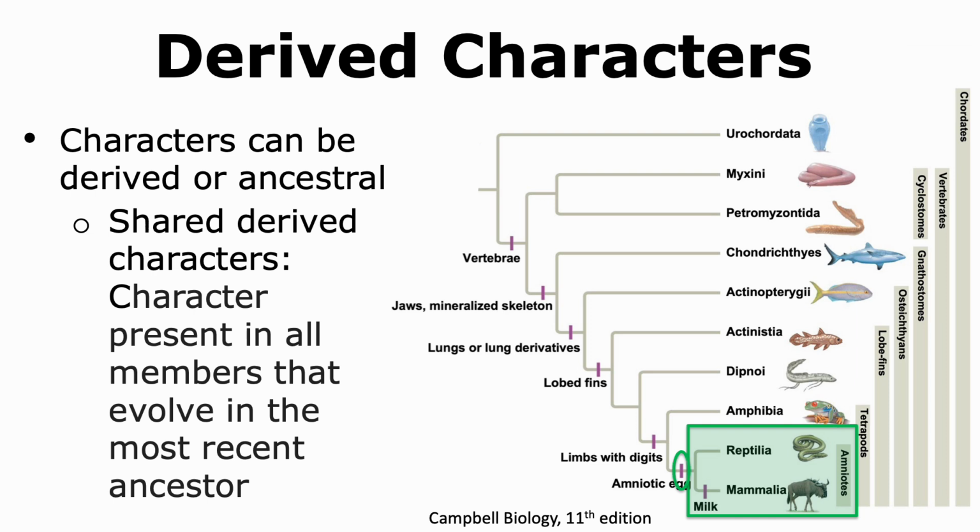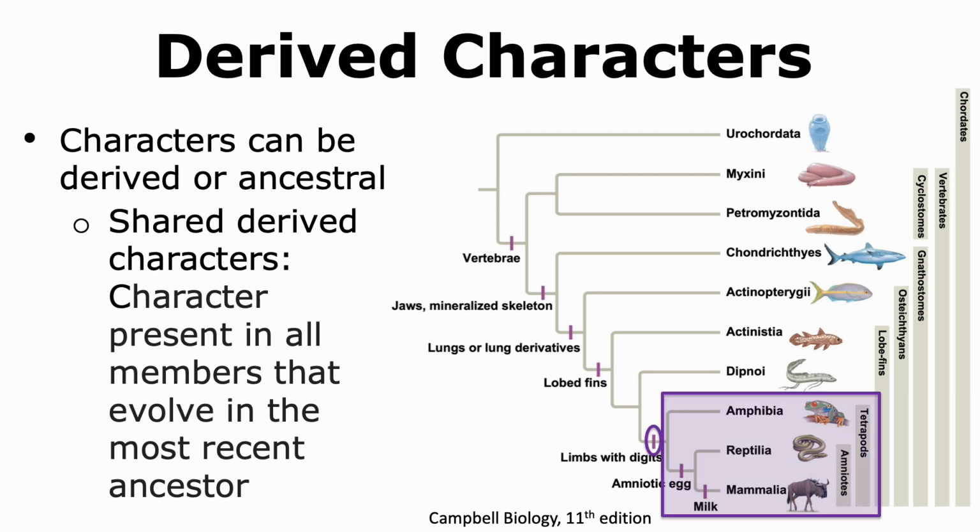Similarly, if we consider the group that includes Reptilia and Mammalia, their most recent ancestor evolved the character of producing eggs that have an amniotic membrane. And hence, the production of an amniotic egg is a shared derived character for the group that includes Reptilia and Mammalia, and this clade is called Amniota.